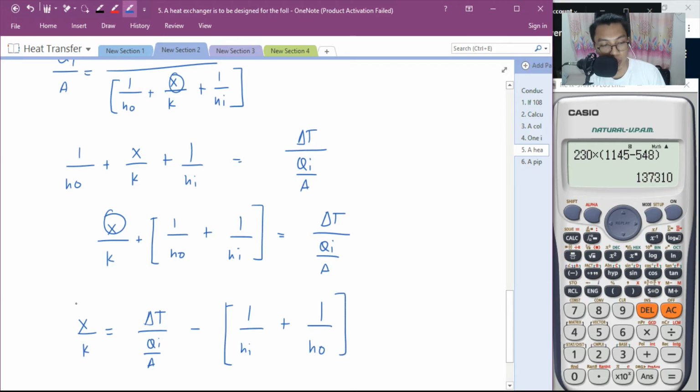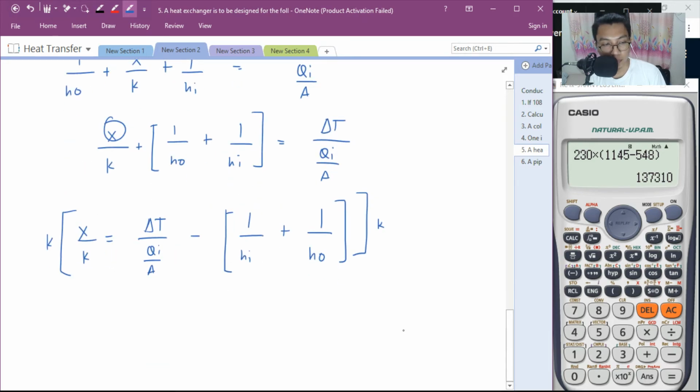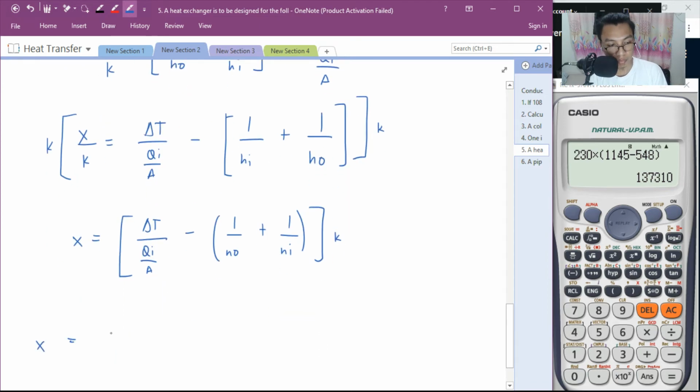Now, in order for us to cancel yung K, multiply natin siya both sides by K. So, X will become delta T over QI over A minus 1 over HO plus 1 over HI multiplied to K. Oh, put up the values. Yung value nito. Anong value nito? 1148 minus 44 divide by 137,310 watt per meter squared degree Kelvin.